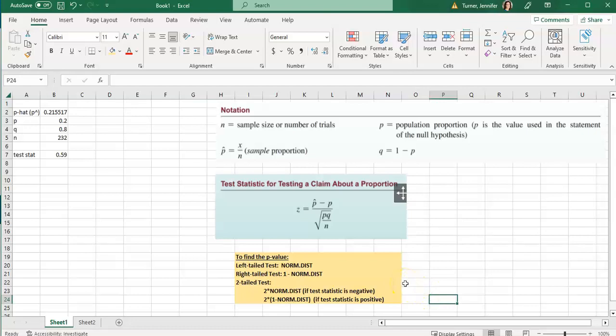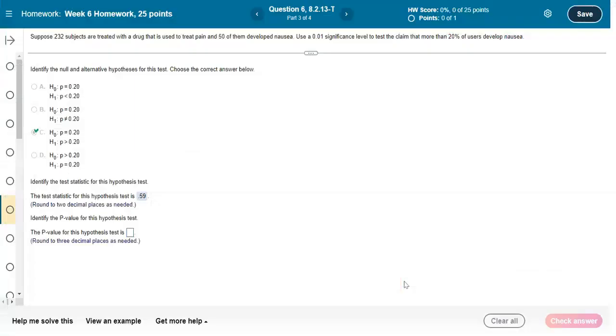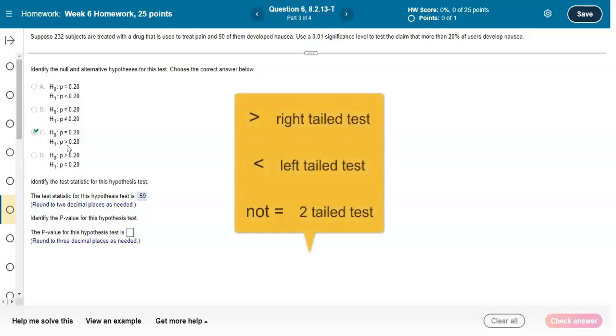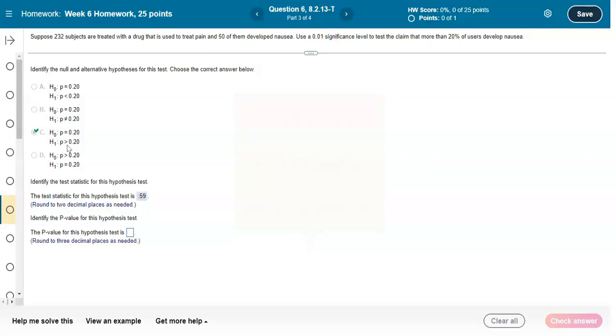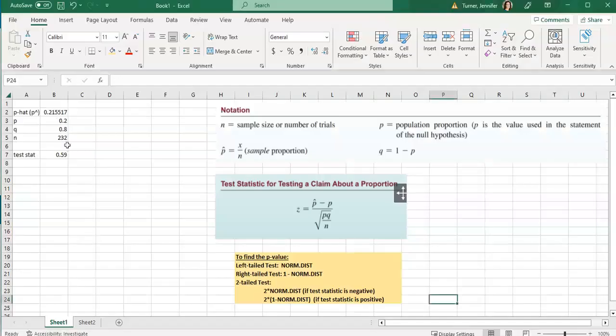So in this case, we had a right-tailed test. We know it's a right-tailed test because the direction of the inequality in our alternative hypothesis was a greater than sign. You can think of that like it's an arrow. If that was an arrow, it'd be pointing to the right. So this is going to be a right-tailed test. So hence we're going to use this formula right here, 1 minus norm-dist.